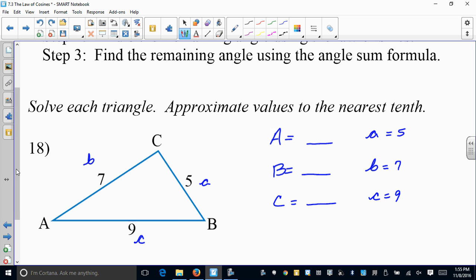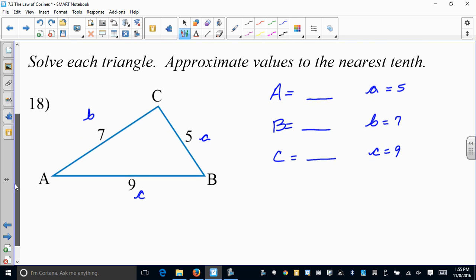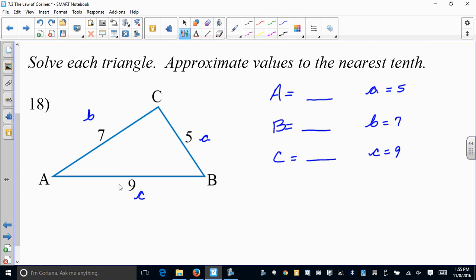Now, if you wanted to take the chance, you can do the Pythagorean theorem very quickly to see if you get a 90-degree angle, which means on that one, you check if 5 squared plus 7 squared is equal to 9 squared. If it is, you have a right triangle. If it isn't, then you have to go back to law of cosines. So according to the rules up there, they told us to find the largest angle using law of cosines. So we're going to go after angle C.